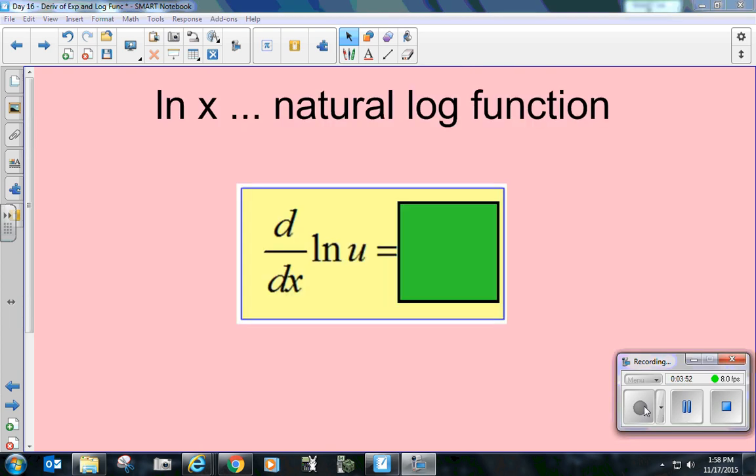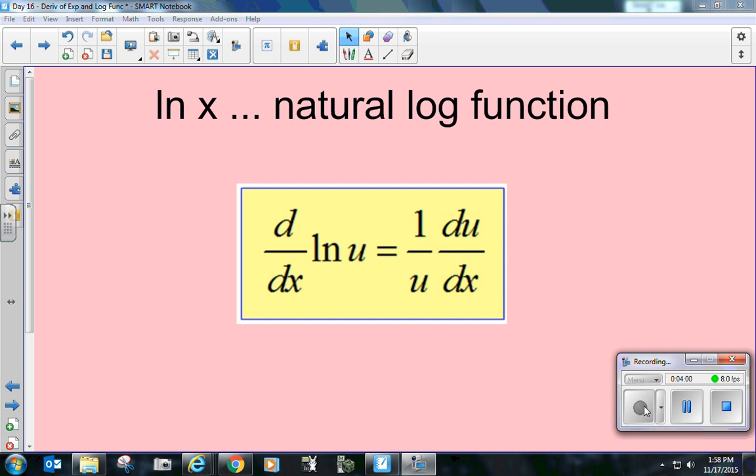This is the other common one besides e to the u or e to the x. This is the other one. This is simply 1 over u times the derivative of u. Okay? This one's very common, especially when we start learning antiderivatives, meaning we have the derivative and we've got to find the original equation. We're backward.